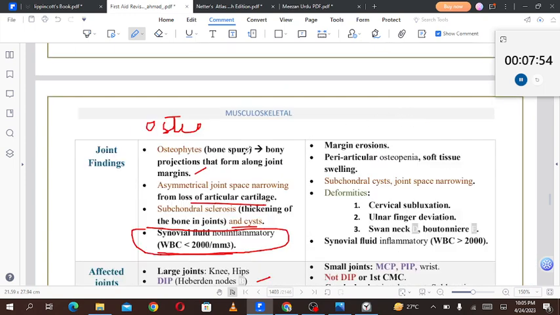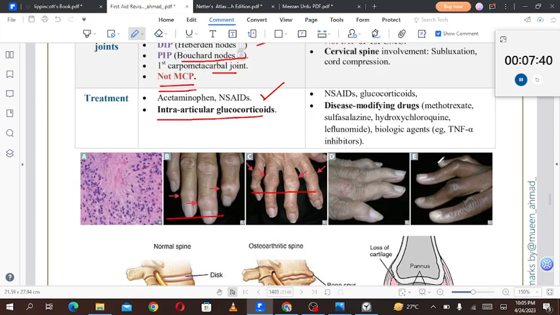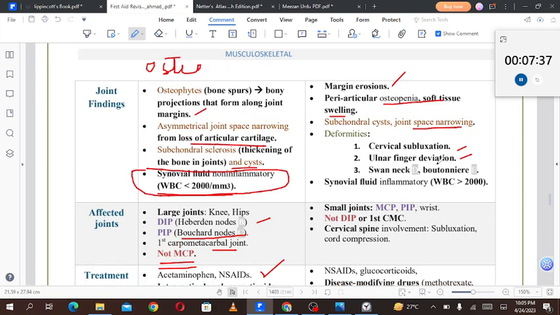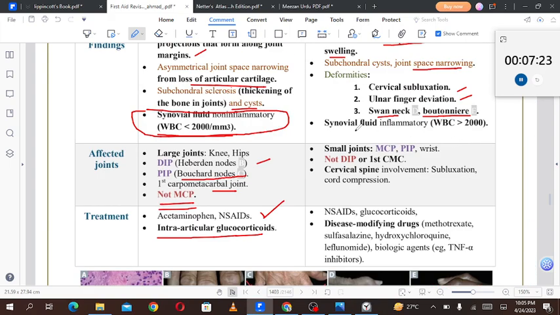Treatment is with acetaminophen and NSAIDs, intra-articular glucocorticoids. For rheumatoid arthritis, the joint findings are marginal erosions, periarticular osteopenia, soft tissue swelling, subchondral cyst, and joint space narrowing. Deformities include cervical subluxation and ulnar finger deviation. So fingers will be deviated to the ulnar side. They haven't shown a picture of that, but the fingers move medially. Then we have swan neck deformity or boutonniere deformity. So this is swan neck deformity, and this is boutonniere deformity. The synovial fluid is inflammatory, that is WBCs will be more than 2000.